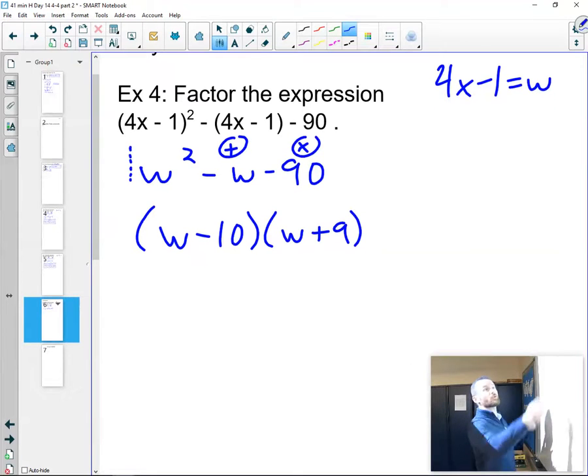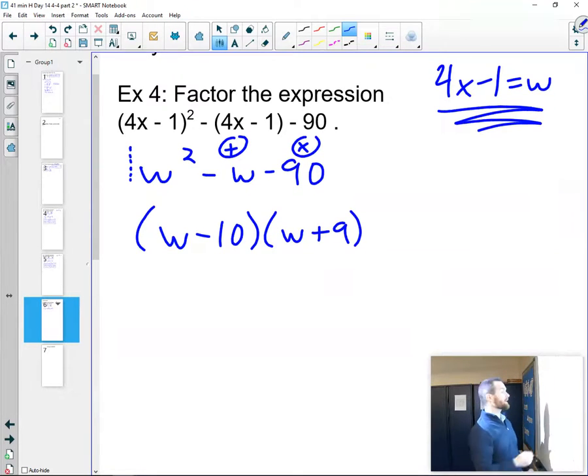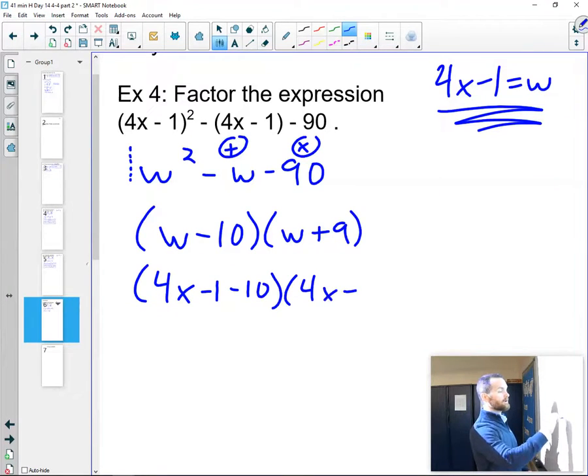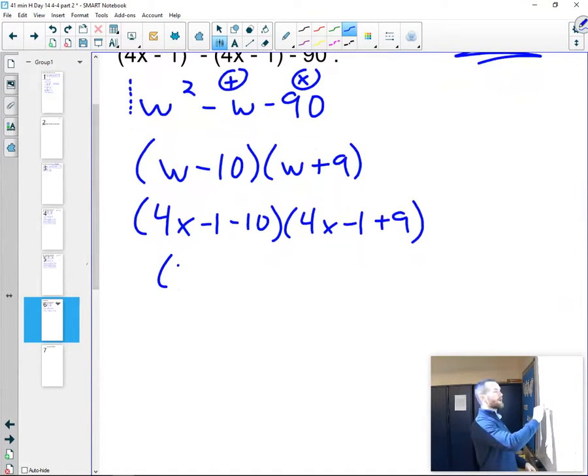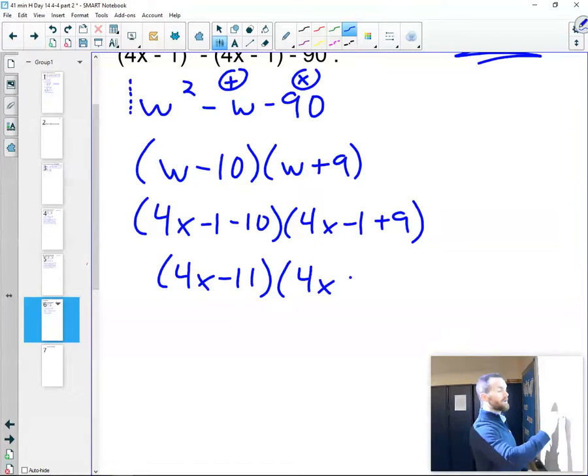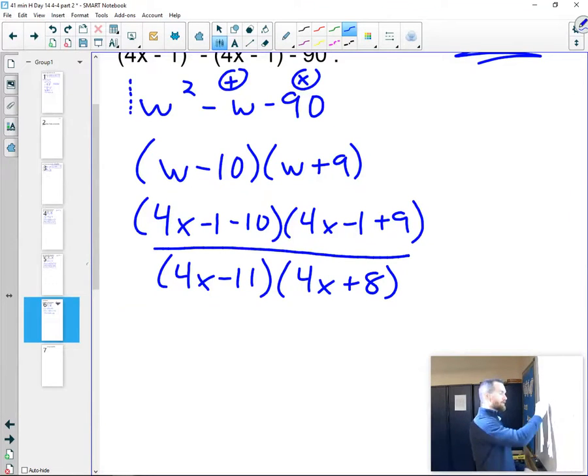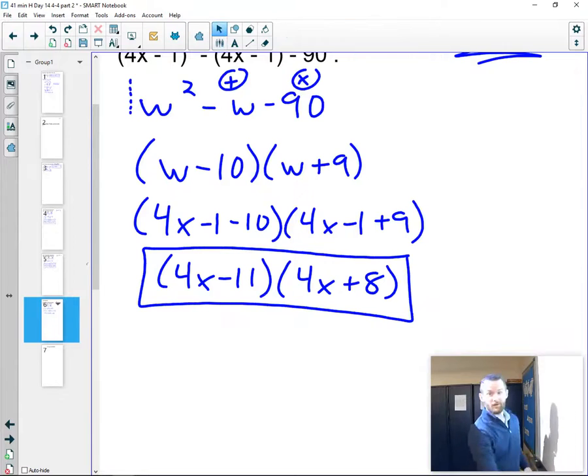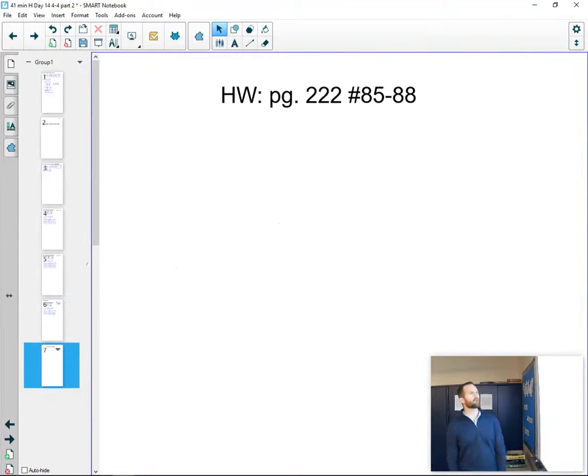Now we just have to substitute our 4x minus 1 back in to get our final answer. So it's 4x minus 1 minus 10 and 4x minus 1 plus 9. And then, just simplifying here, we get 4x minus 11 times 4x plus 8, and we are finished. That's our final answer.